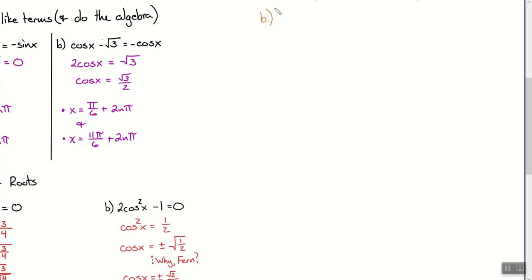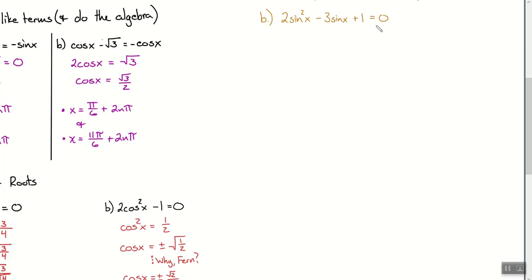So here we go. On B, I want to know, when is it true that 2 sine squared x minus 3 sine x plus 1 is equal to 0? So this example, much like the other one, I noticed that if I let u equal sine x, I could rewrite this. Now, I'm going to work this more in line with what I would typically do if I were just solving one. And I'm going to run through my list.